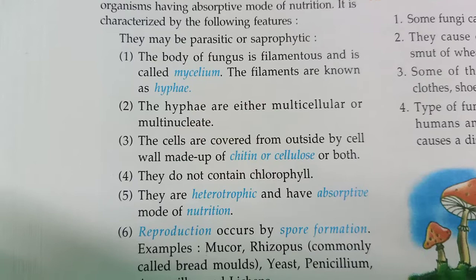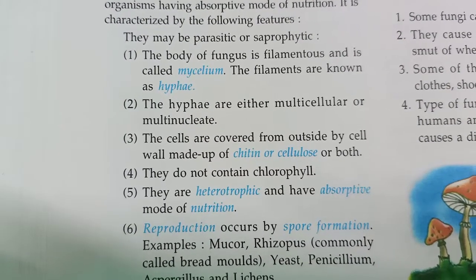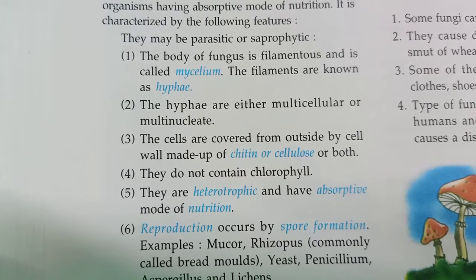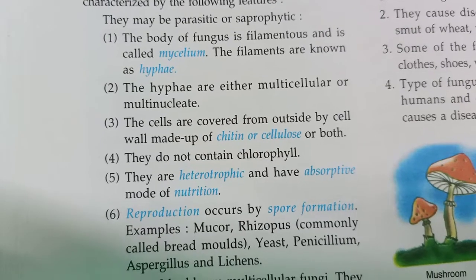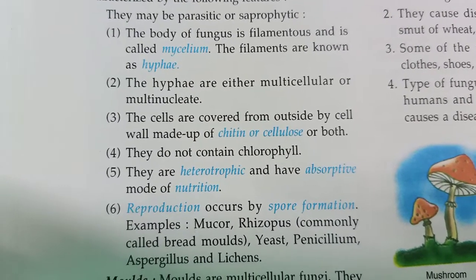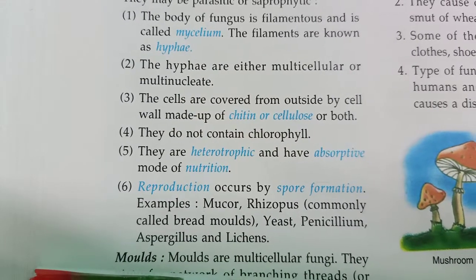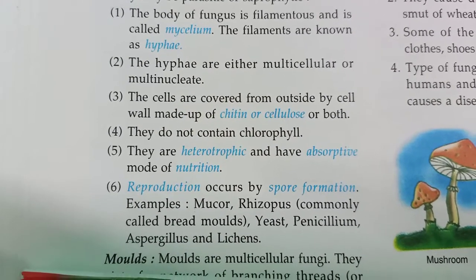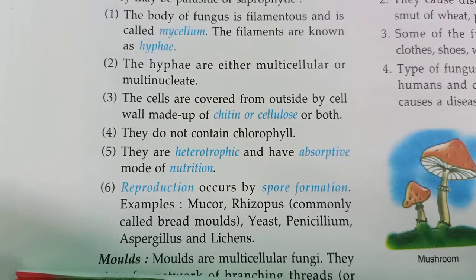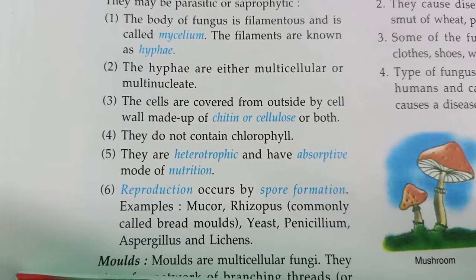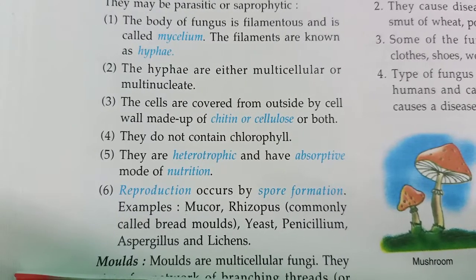Fifth point is they are heterotrophic and have absorptive mode of nutrition. So these kingdom fungi organisms are heterotrophic in nature and their mode of nutrition is absorptive. Sixth point is reproduction occurs by spore formation. A few examples are Mucor, Rhizopus, and this Rhizopus is a very commonly known fungi, and it is known as bread mold.